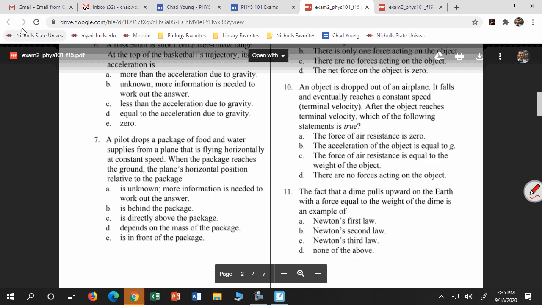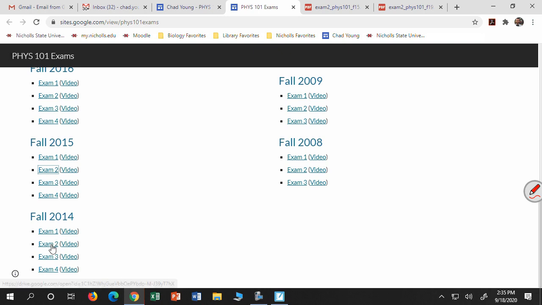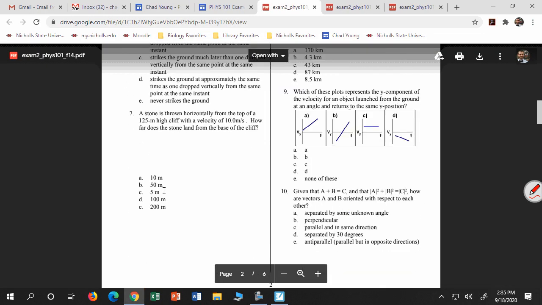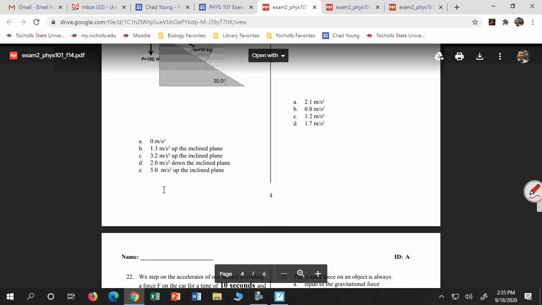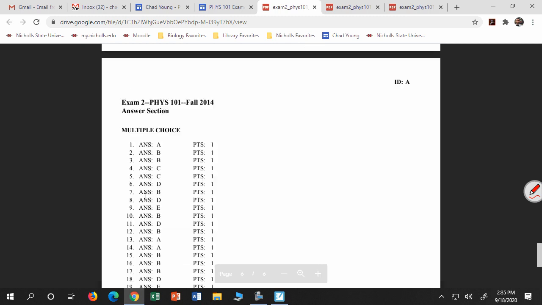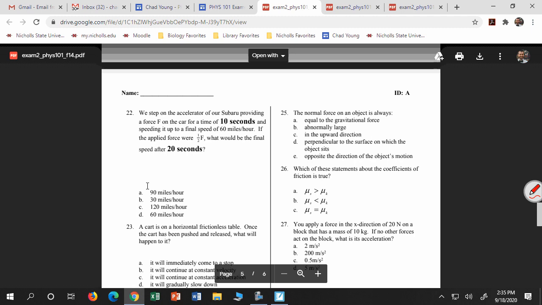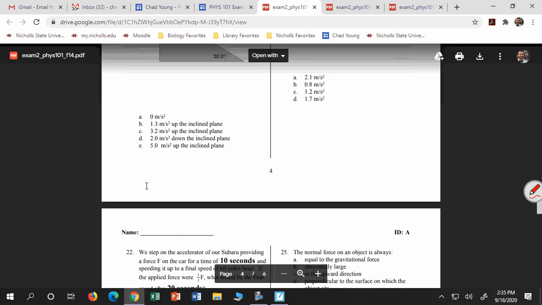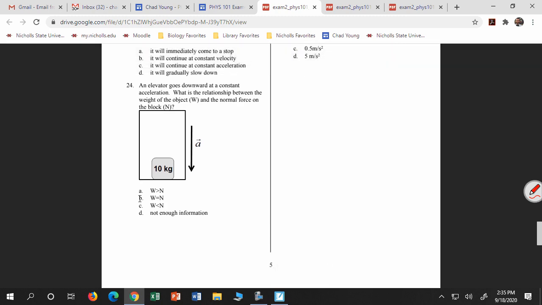I'm going to go to one with a figure on it. I had that question here, but I want to get one with a figure. It's easier to see. This is fall 14. Oh, here we go. We'll do this one. Then we'll put some numbers into it. So an elevator goes downward at a constant acceleration.